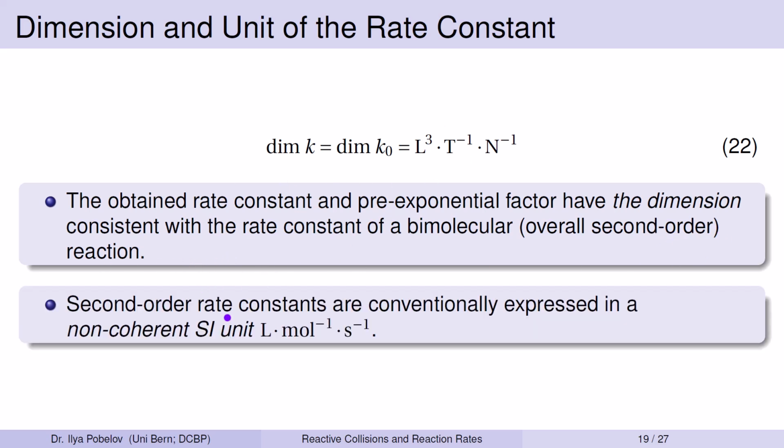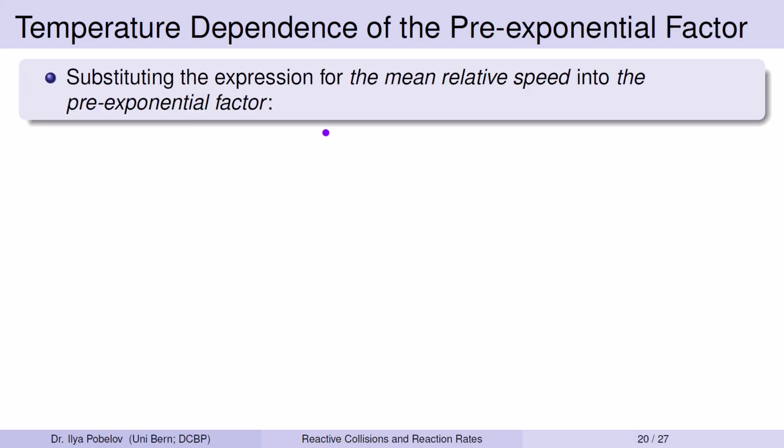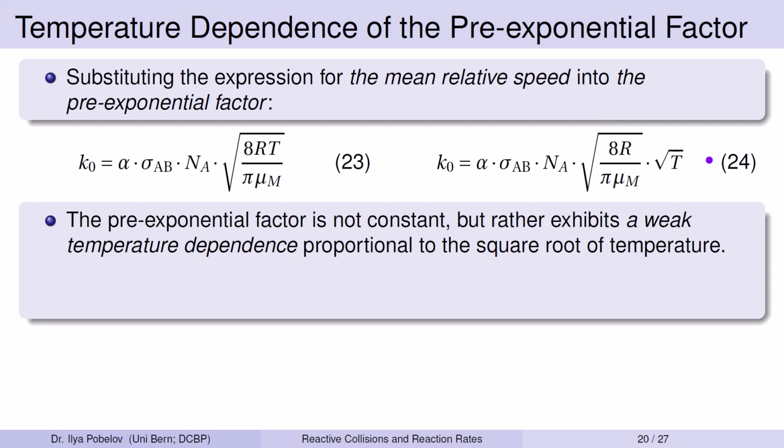Remember that second-order rate constants are conventionally expressed in a non-coherent SI unit, liters per mole per second. Next, let us substitute the expression for the mean relative speed into the pre-exponential factor. It gives this expression. This result shows an important feature. The pre-exponential factor is not constant, but rather exhibits a weak temperature dependence proportional to the square root of temperature.